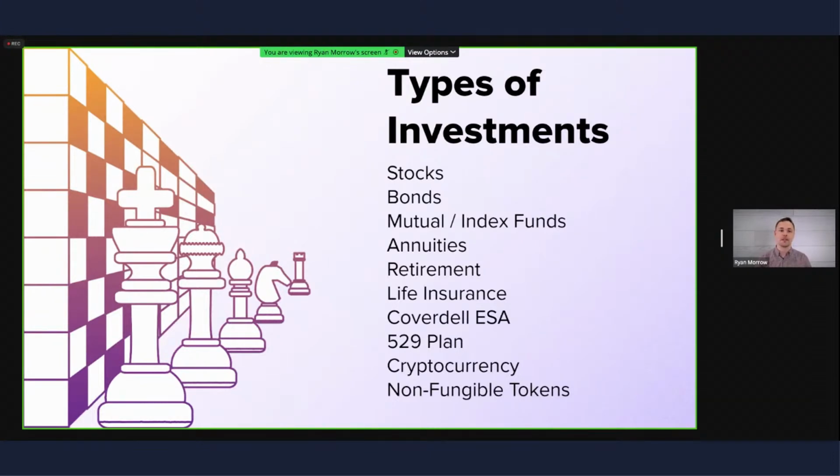And then there's bonds. So bonds are similar to stocks. A bond is a loan to a company or the government where they will pay you back at a later date with interest. So there could be a possibility of losing money here, but it's not going to be as risky as stocks are.